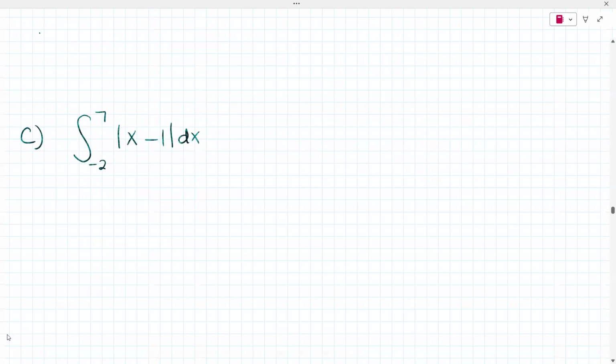Let's move on to C. So what is the integration from -2 to 7 of the absolute value of x minus 1 dx? So you kind of know what that looks like. It's an absolute value graph that is shifted 1 unit to the right. You have a horizontal shift of 1 unit to the right. So that would look something like this.